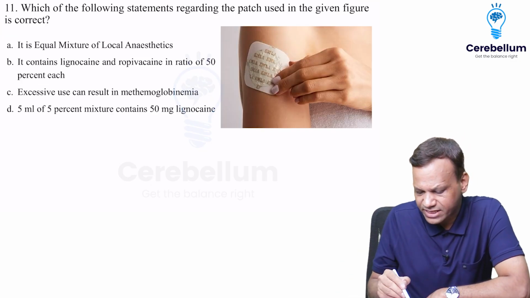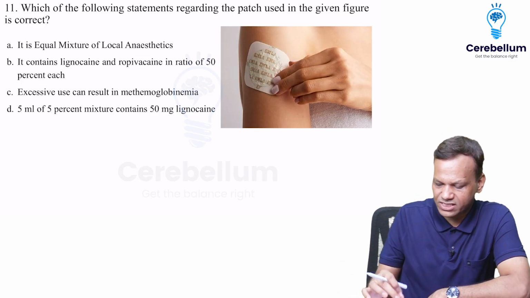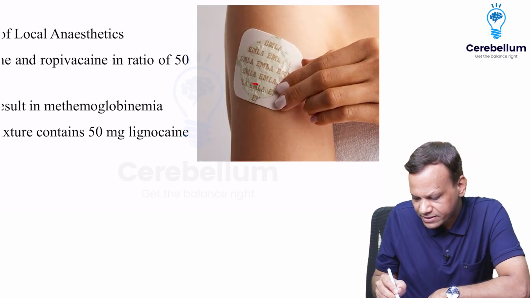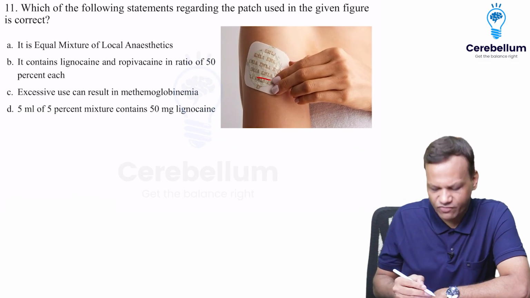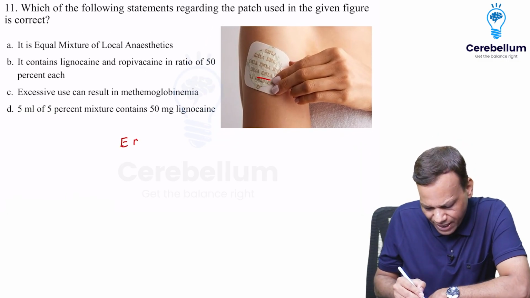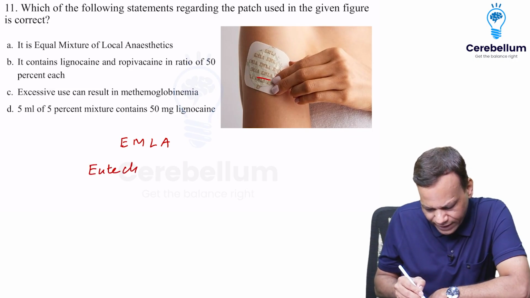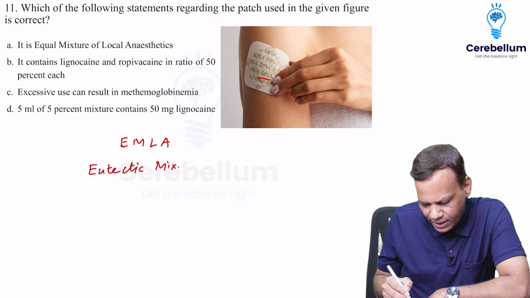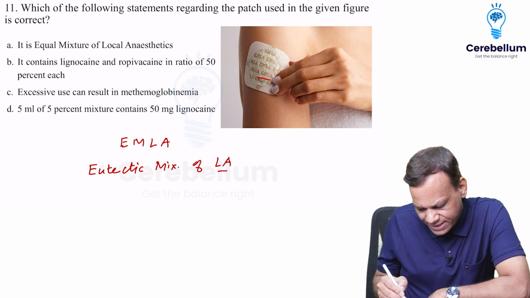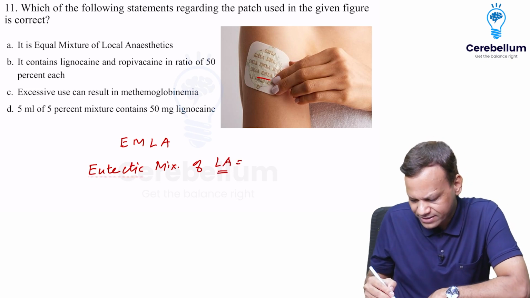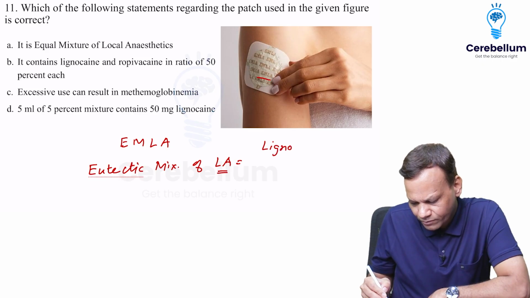Next question, which statement regarding the patch used? So what is the patch here? In the name it is written EMLA. So it is a patch of EMLA. So what is EMLA? EMLA is a eutectic mixture of local anesthetics. So which local anesthetic? It is a mixture of two local anesthetics, lignocaine and prilocaine.